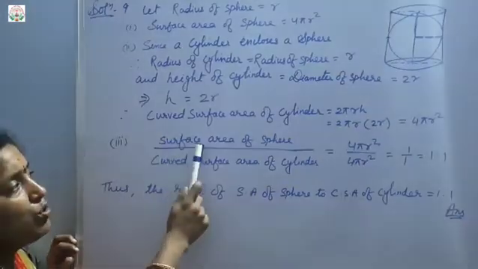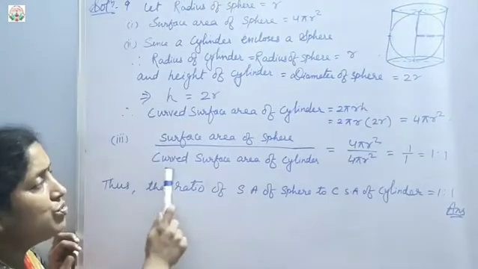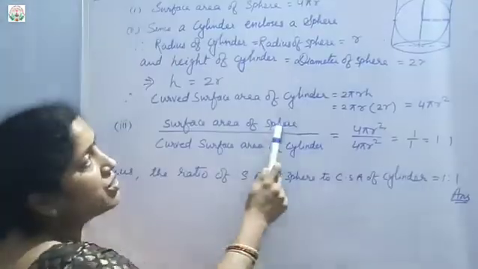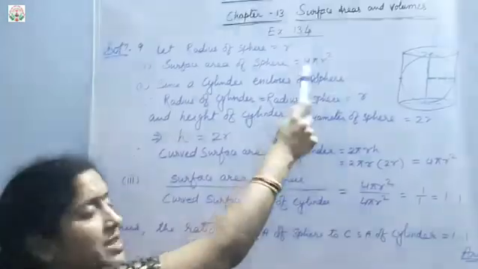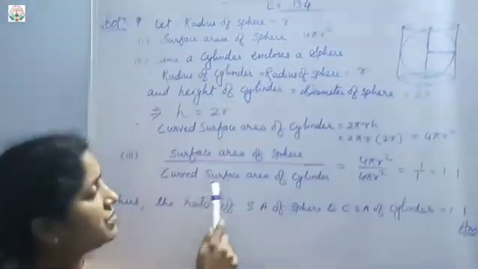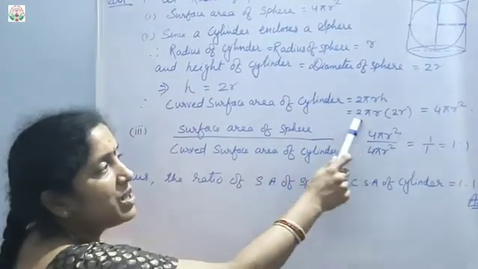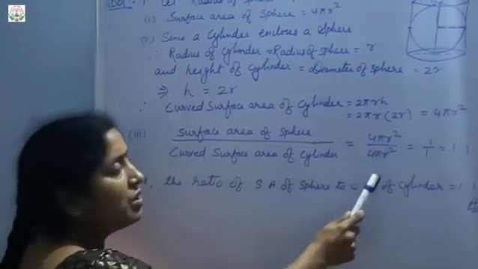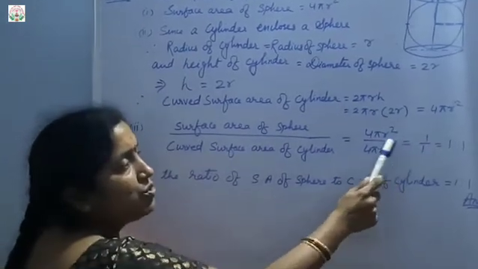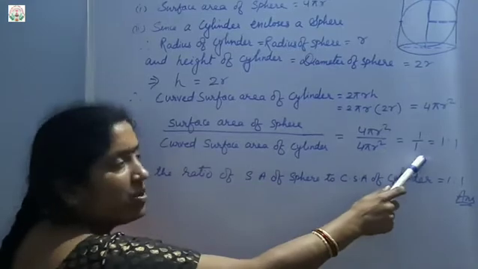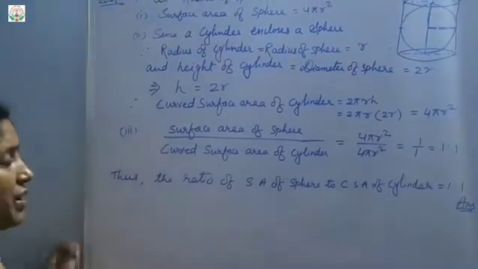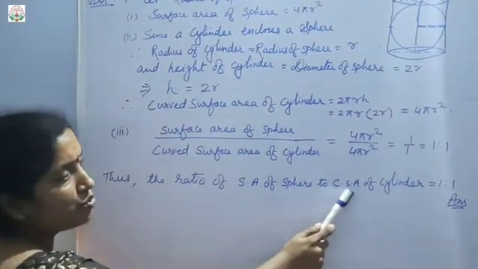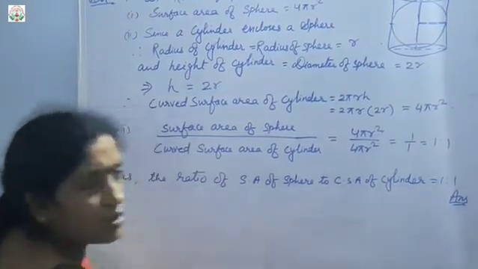Now the third part of it, what is it? That is the ratio of the surface area of the sphere to the curved surface area of the cylinder. So the surface area of the sphere we got in the first part is 4 pi r square. And the curved surface area of the cylinder, which we got in the second part, is 4 pi r square. So 4 pi r square upon 4 pi r square, on cancelling, we get 1 upon 1, which equals 1:1. So the ratio of the surface area of the sphere to the curved surface area of the cylinder is 1:1.